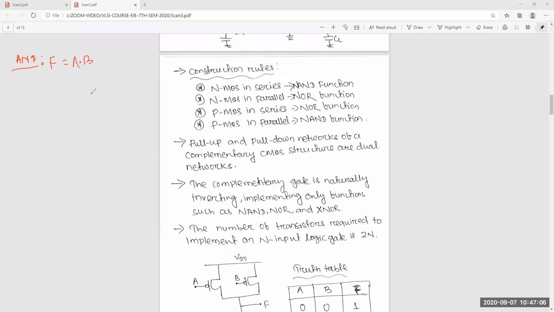Okay. So how will you implement this in your transistor, that is CMOS logic? This is a combinational circuit. How will you implement this? For dot we use parallel. For parallel, which one will be parallel, PDN or PUN?